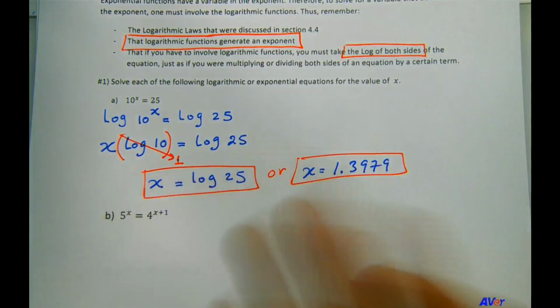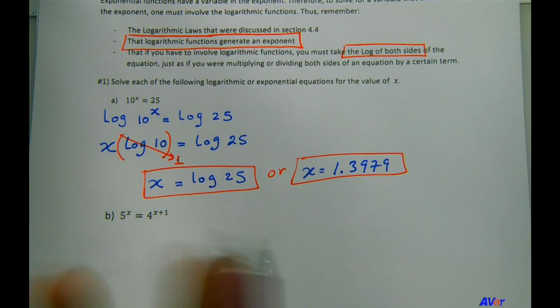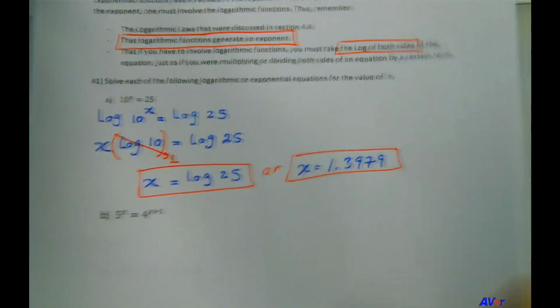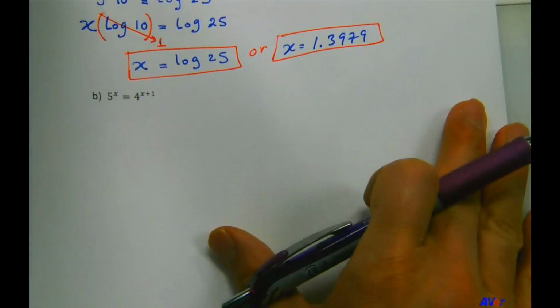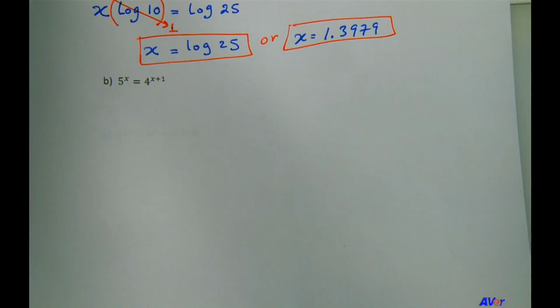So do you see why we've been studying log functions so far? It's for this reason. So we can solve equations that involve logs. So far, we didn't know a technique. Now we have a technique, or a set of properties. Okay, here we have 5 to the x power equals 4 to x plus 1 power.